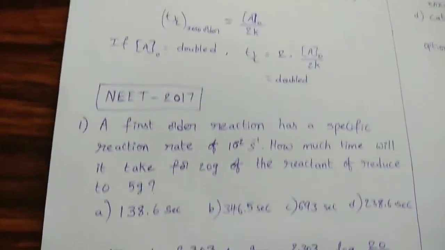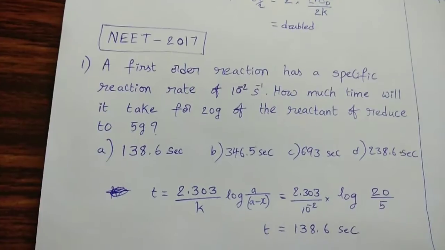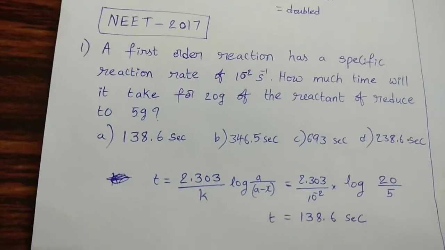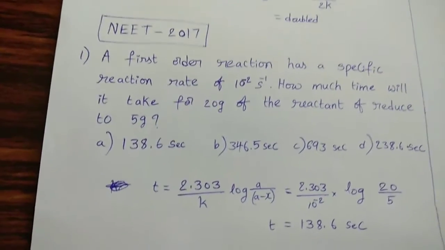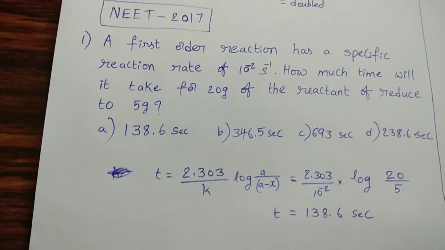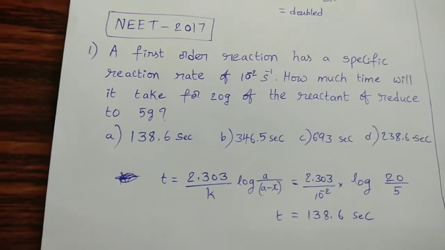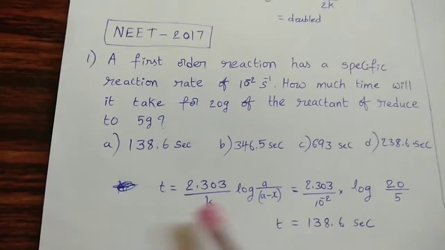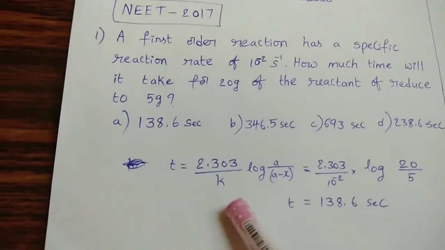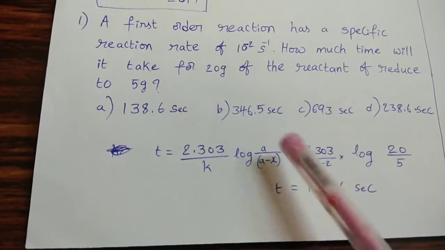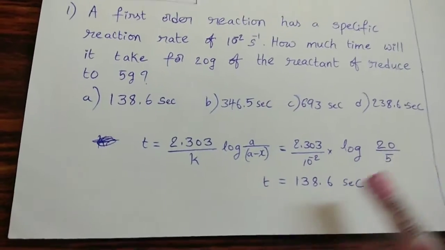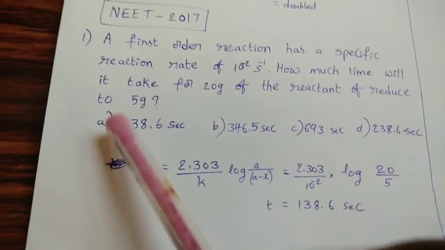Next, 2017. A first order reaction has a specific reaction rate of 10 power minus 2 second inverse. How much time will it take for 20 grams of the reactant to reduce to 5 grams? So this t value we should find out. Initial concentration 20, A minus X value 5. Substitute, we can get t equal to this one. Option A is the answer.